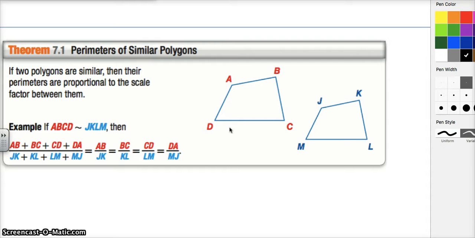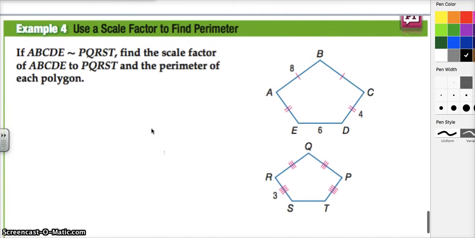The sum of all of this has the same scale factor as the sum of all of this, meaning I can add up all the sides of one and add up all the sides of the other, and that ratio will be the same as the corresponding sides to each other. All right, much fun. Let's go ahead and see if we can apply it somewhere.